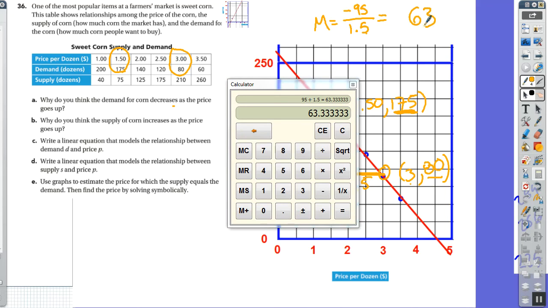Now you'll notice that this says 63, but I have to remember that I'm dividing a negative by a positive, and dividing a negative by a positive would give me a negative. So I know the slope is negative 63.